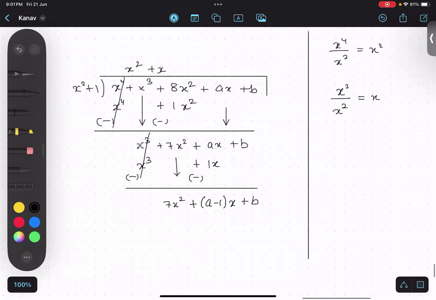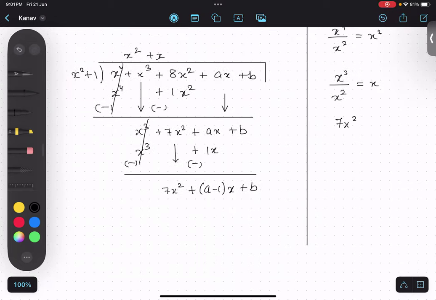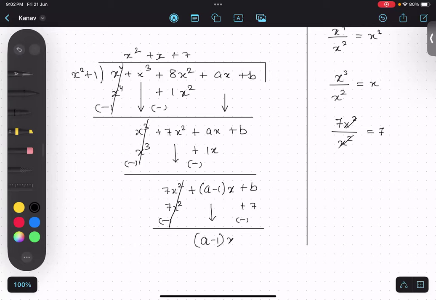Now, again, I will divide similarly. 7x square divided by x square. This time, x square cancels, I will get 7. So this is the last time I'm dividing because this is the time the power is same. Next time the power won't be same, it will be less. The numerator power should be more than or equal to. So plus 7. So I get plus 7x square plus 7. Plus 1 into 7 is 7. So we do subtraction. This gets cancelled. This will come down, a minus 1 x plus b minus 7.